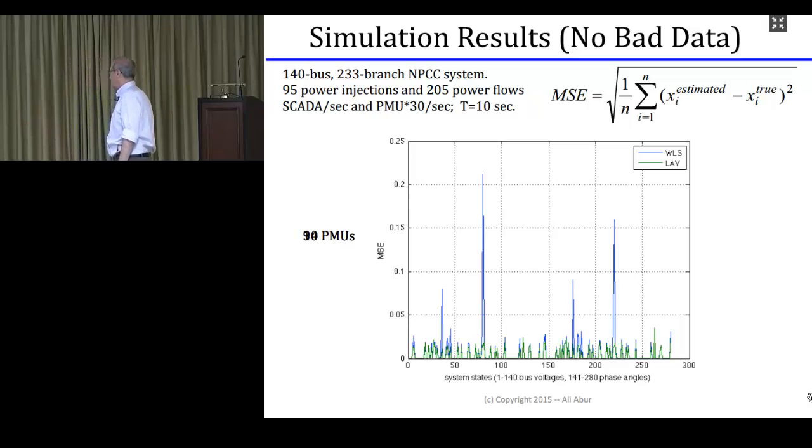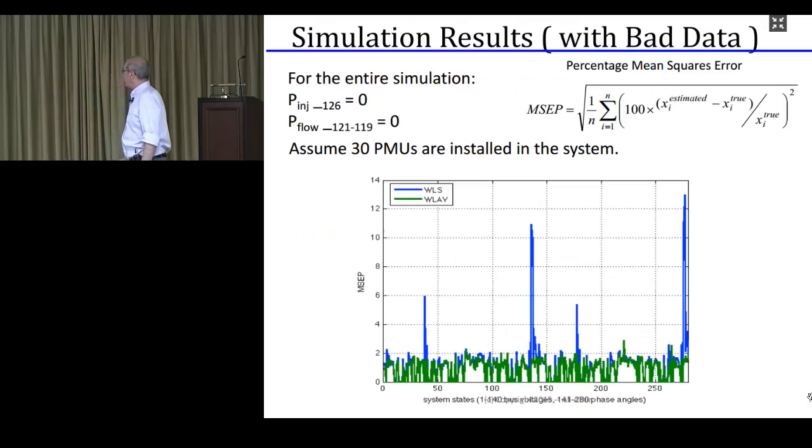You can see that the errors associated with each one remain very low for the LAV, and for the WLS you see these spikes. And then you can also try it with bad data, which we did intentionally, zeroing some of the SCADA measurements, and in that case the picture didn't change much. Again, LAV remained fairly robust, and WLS, as expected, gave us biased solutions.